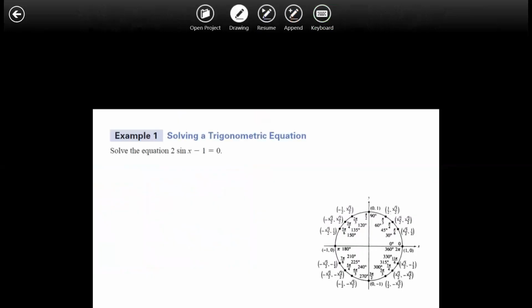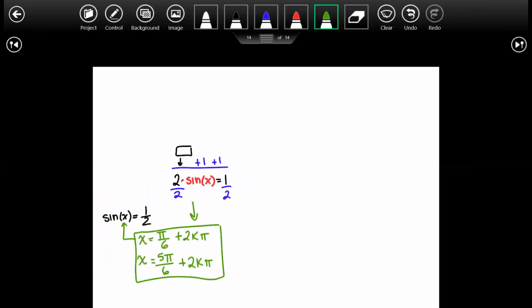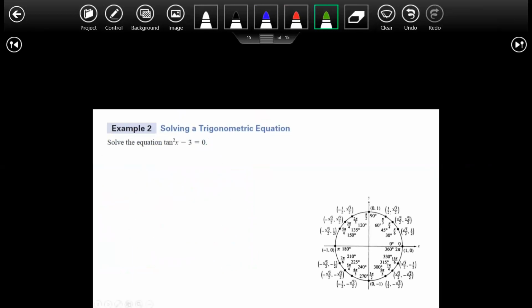Here we go. Let's try another one here. Copy down this one. Example 2: tangent squared x minus 3.